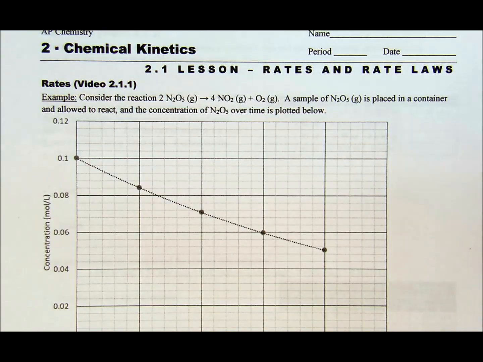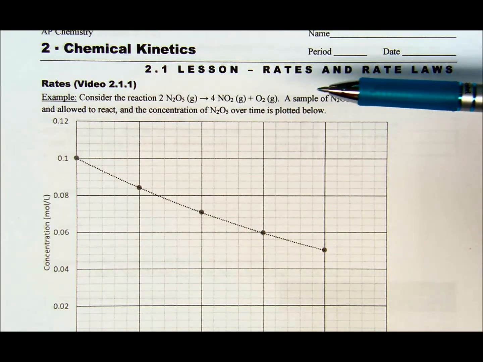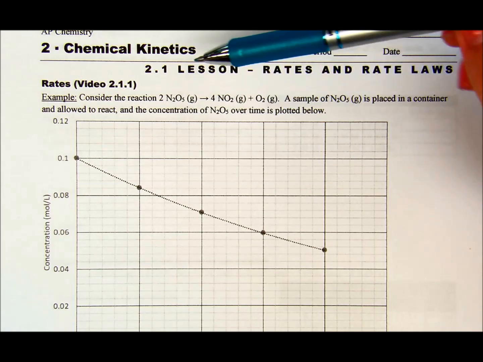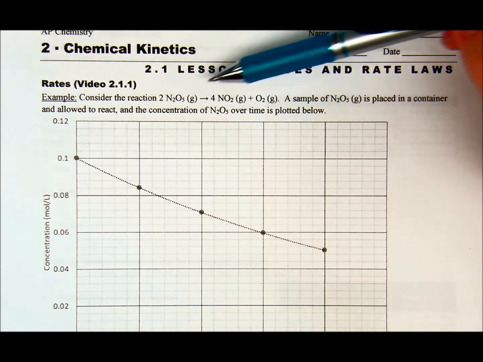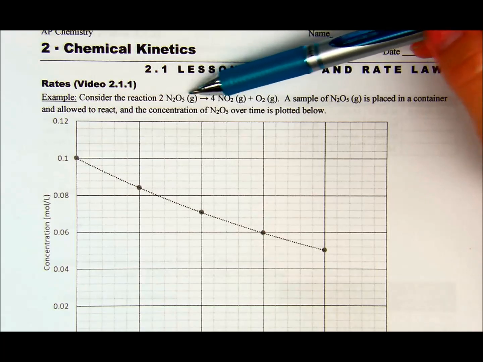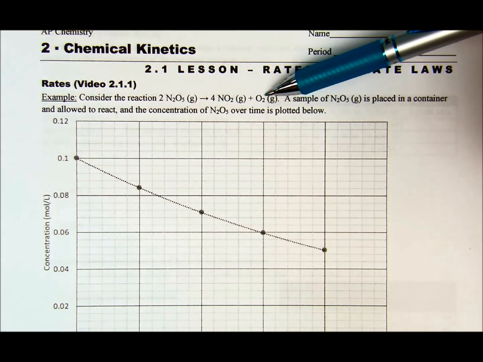Alright guys, so today we're going to start our discussion of rates with video 2.1.1, so this is the 2.1 lesson. And the first thing we're going to do is look at this reaction. So we have N2O5 gas placed in a container and it's allowed to react. When it reacts over time, it forms NO2 gas and oxygen gas.